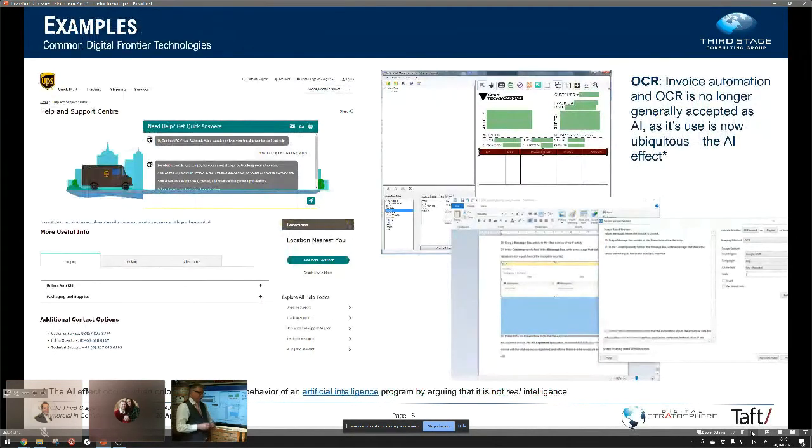So here are some examples. These are what I call kind of current state examples. So on the left-hand side is a chatbot, and most of you will be aware of chatbot technology. And you can see there, this is UPS. I said, how do I pay my customs charges? Now, this is actually a real example. I did do this about 2 or 3 months ago.